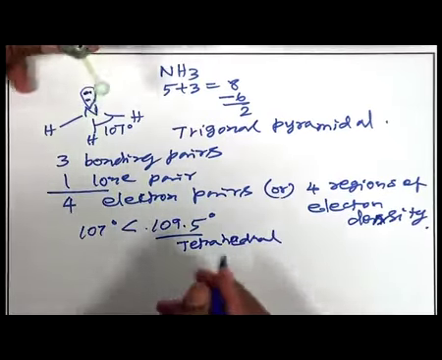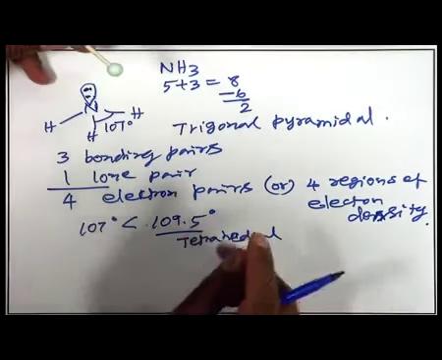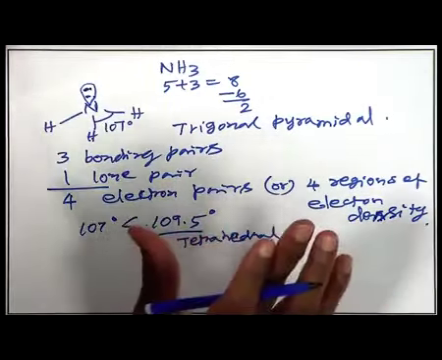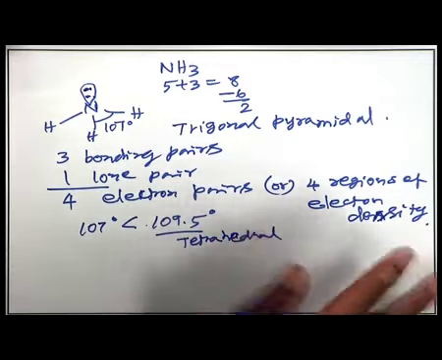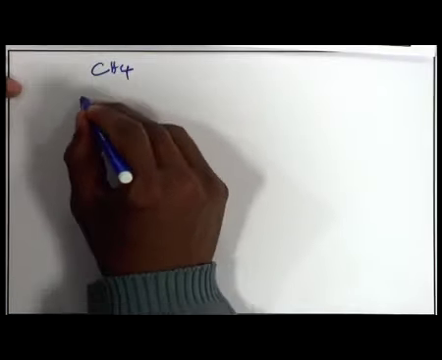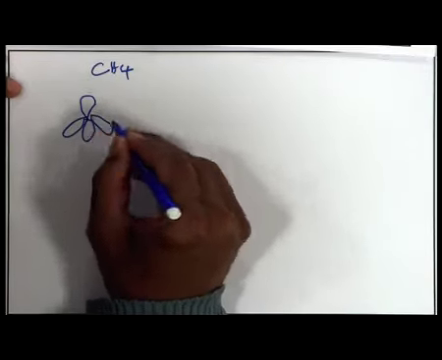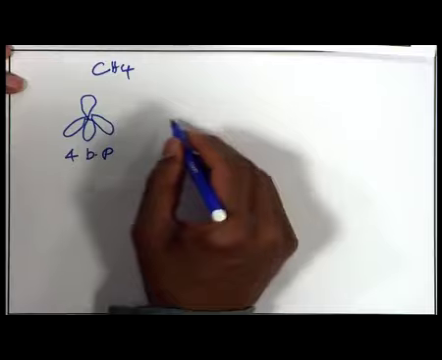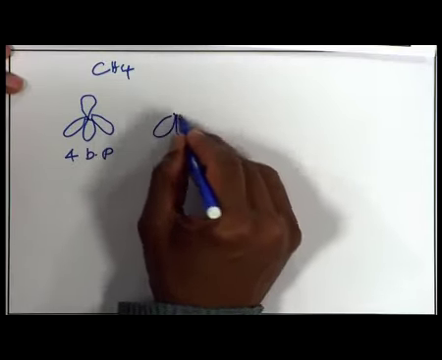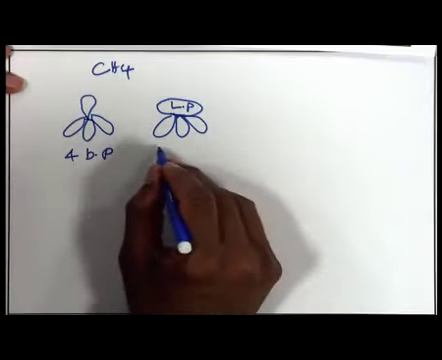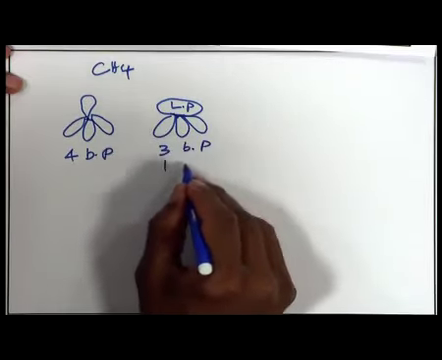What is the reason? There must be a way to explain the lower angle observed here. Now you have to consider the difference between a bonding electron pair and a lone pair of electrons. If you take a central carbon atom, for example CH4, you have four bonding pairs here, so they are all equivalent. If you take ammonia, you have three bonding pairs and then one lone pair. This is a lone pair.